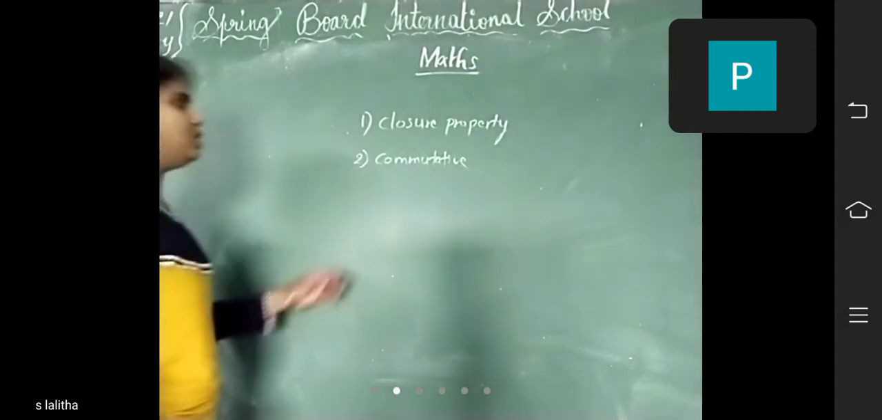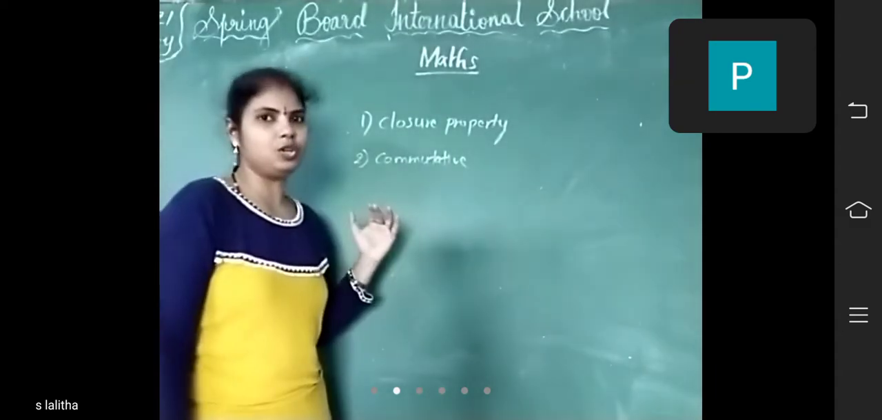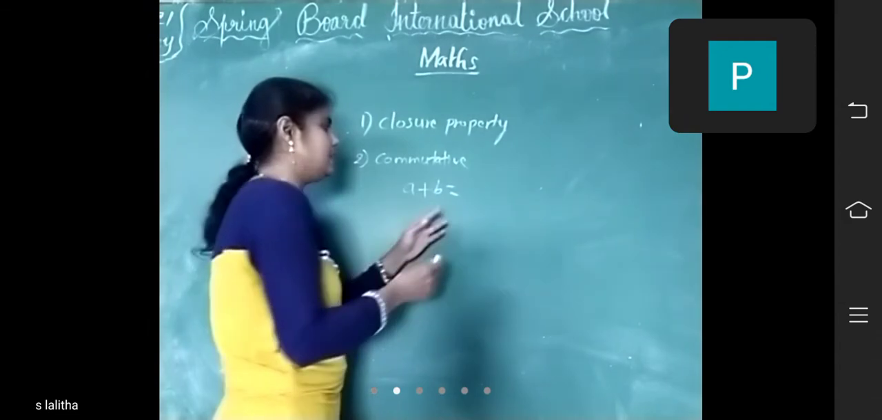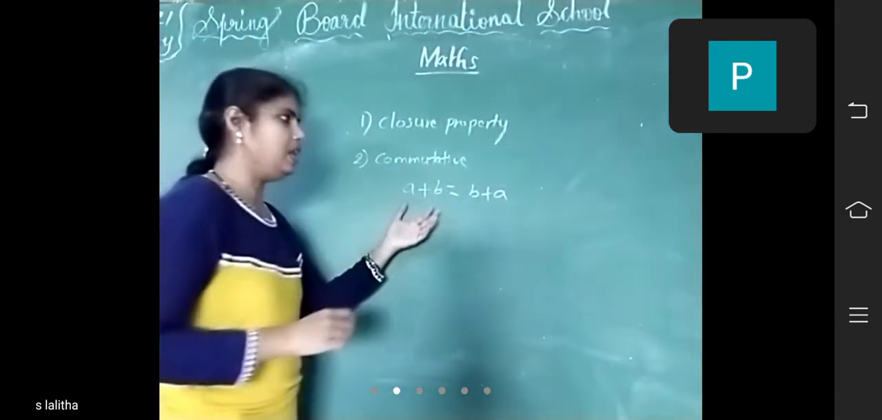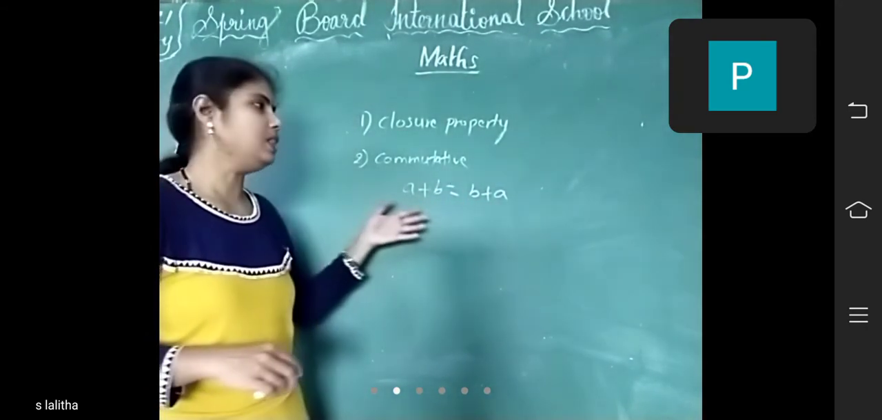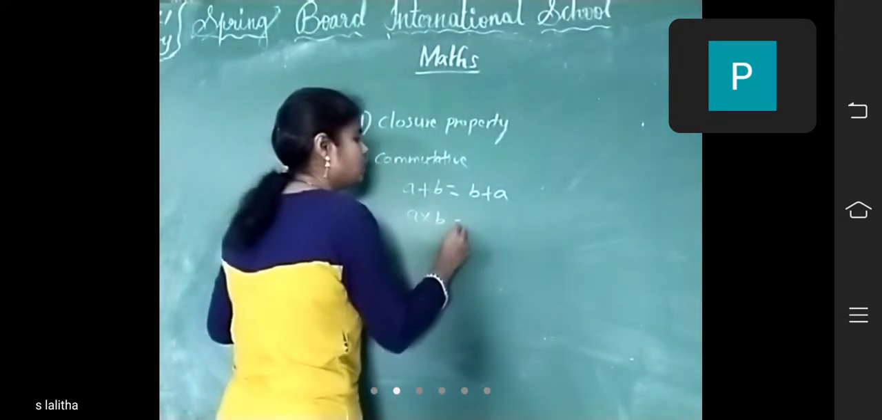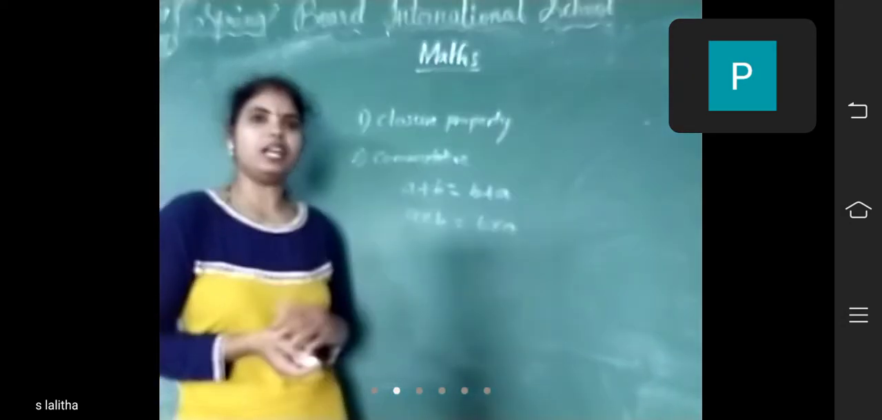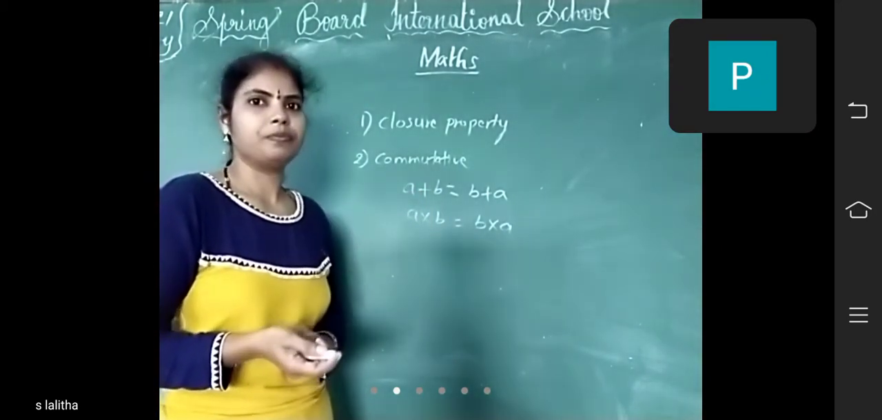Okay. Next one is commutative property. What is called commutative property? If you take any two whole numbers, you can reverse the order, B plus A. So LHS is equal to RHS, both are equal. That is called commutative property. And next, A into B is equal to B into A, both are equal. So commutative property is satisfied under addition and multiplication. It is not satisfied under subtraction and division.